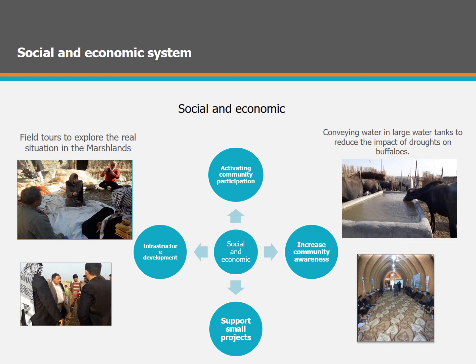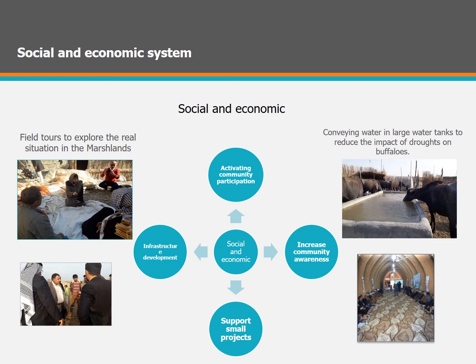The social and economic system of the marshlands is important. It supports those who live there and whose livelihoods depend on them. Without sufficient water, they may not be able to sustain their livelihoods, and there is a possibility they will migrate. Supporting activities, including, for instance, handicraft, can help contribute to local livelihoods.